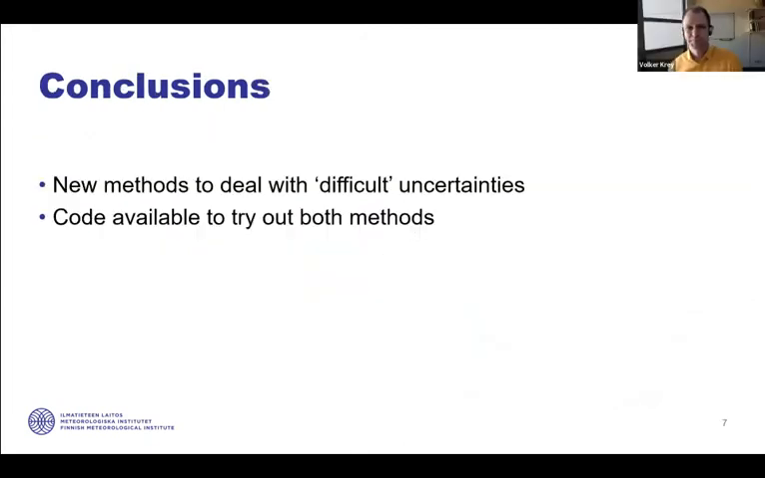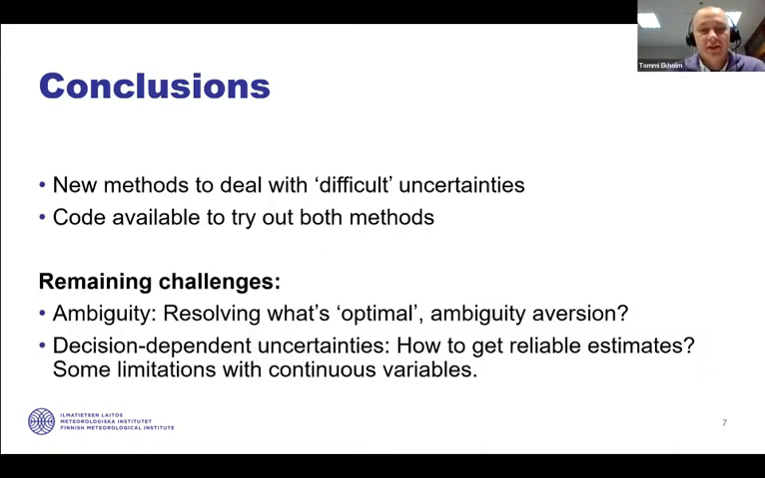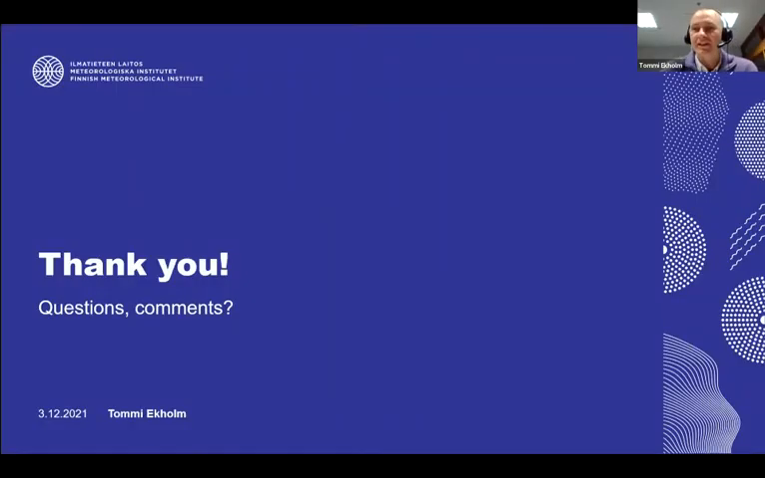Time over. Okay, yeah, just quick conclusions. There are new methods to do these. There's code available to try this out, but there are some challenges still: what's optimal for ambiguity, and how to get reliable estimates for decision-dependent uncertainties. And that's about it. Thank you.